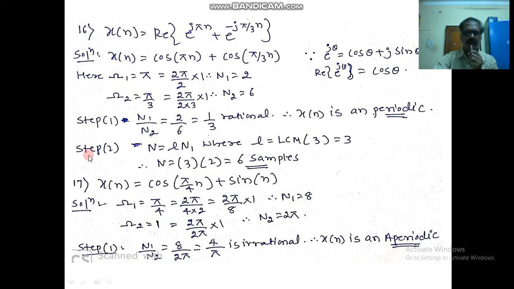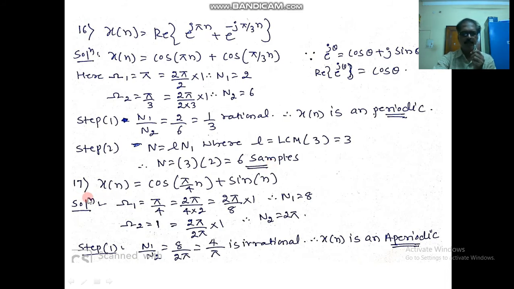Then I have to find the fundamental period using the formula capital N equals L into n1, where L equals the LCM of the denominators of the ratios. What is the ratio? n1 by n2 is 1 by 3. What is the denominator value? It is 3. LCM of 3 is 3. Substitute the value of L here and the n1 value here. You will get 6 samples.